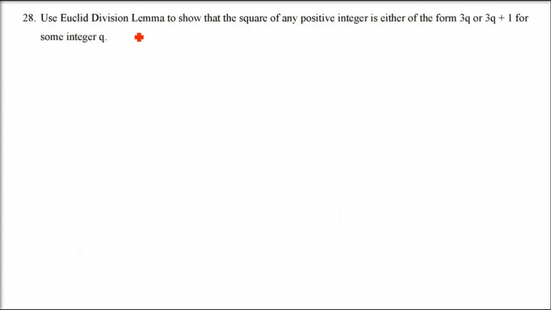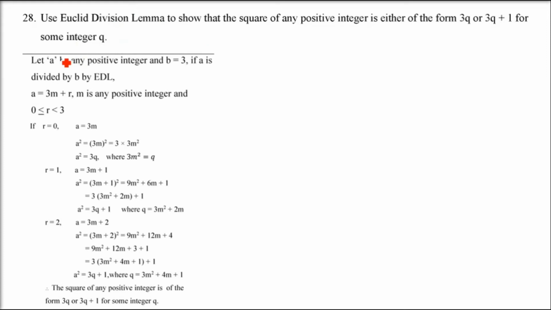Using Euclid division lemma, show that the square of any positive integer is either of the form 3q or 3q plus 1 for some integer q. Okay, now I'll give you an example. Let us take a as any positive integer and b as 3. If a is divided by b by Euclid division lemma, a will be equal to 3m plus r. Now how has this a equals 3m plus r come? m is any positive integer we have taken and r will be between 0 and 3.